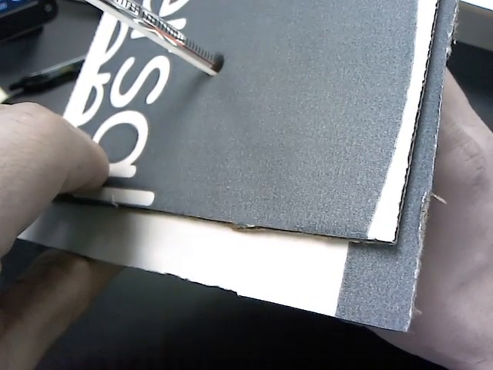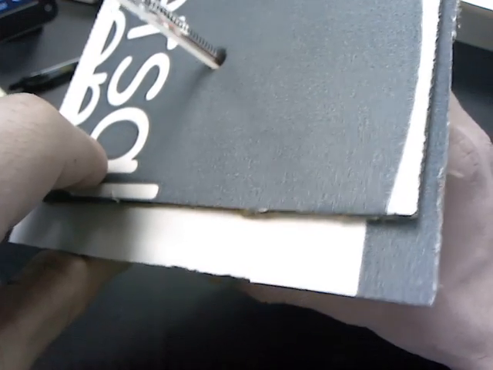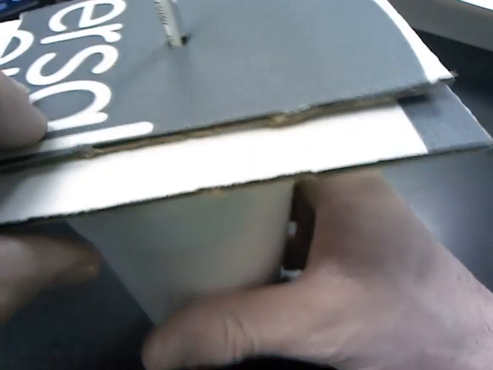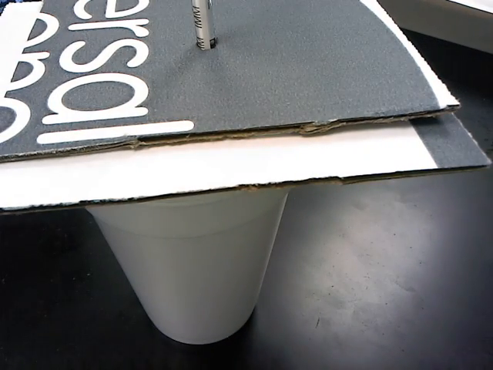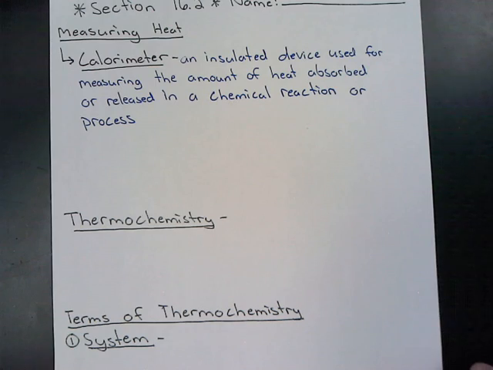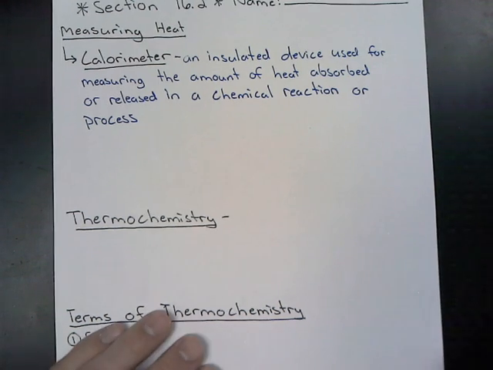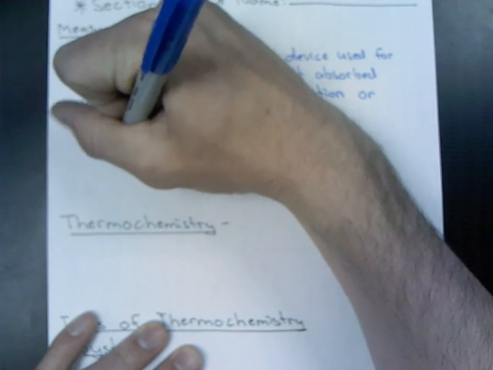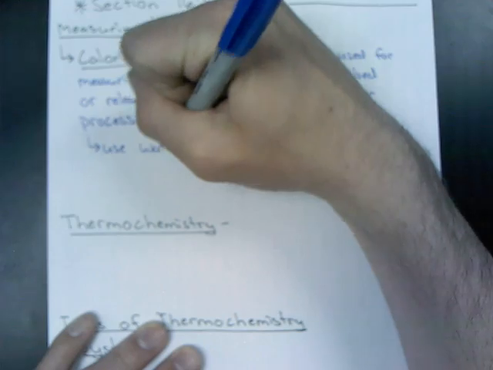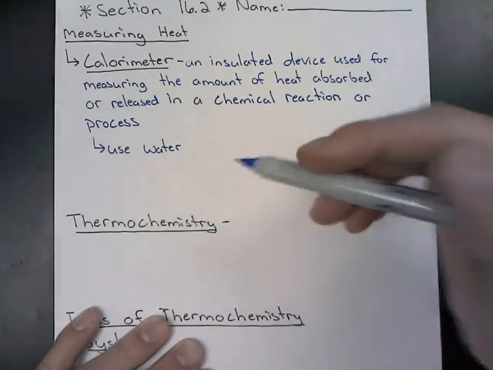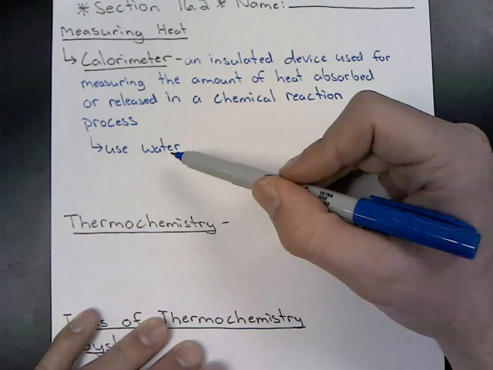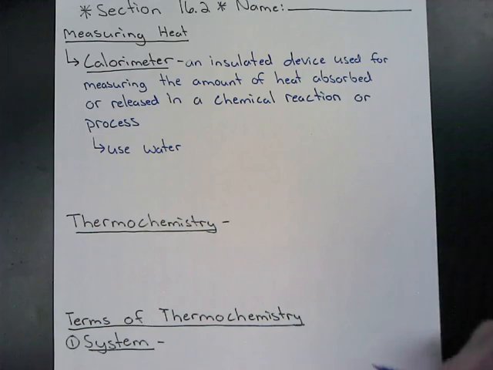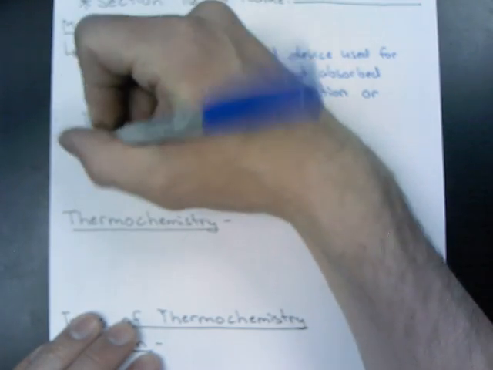So again, relatively simple, but it actually tells us a lot about the heat exchange in a chemical process. Pause the video and get back to notes. All right, so a couple of things with a calorimeter. Number one, most of the time, a calorimeter is going to use water, and that's because it's readily available. We know a lot of things, especially on the heat side of water. And number two, it is going to use the same specific heat formula that we've seen before.